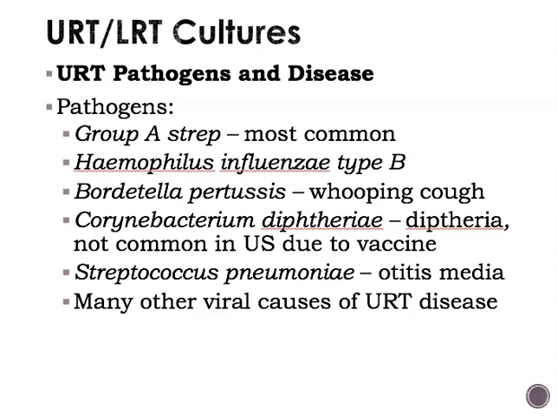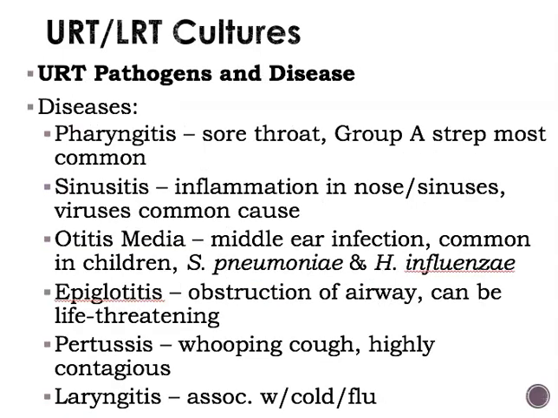And then there are many other viral causes of upper respiratory tract disease. Some of the diseases: pharyngitis, which is just sore throat. Group A strep is the most common cause. Sinusitis is an inflammatory reaction in the nose and sinuses. Viruses are more commonly the cause of sinusitis. Otitis media is an infection of the middle ear, most common in children. Strep pneumoniae and Haemophilus influenzae are the most common causes.